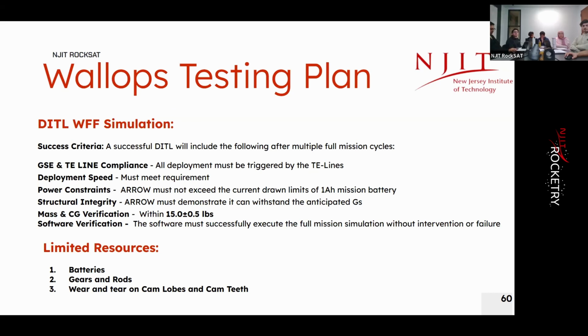And we are within the 15 pounds of verification and within 1 inch of center mass of our deck plate. And of course, the software must work and execute a full mission simulation without interruption or failure. Our limited resources are batteries, gears, rods, and wear and tear on the cam lobes and cam team.